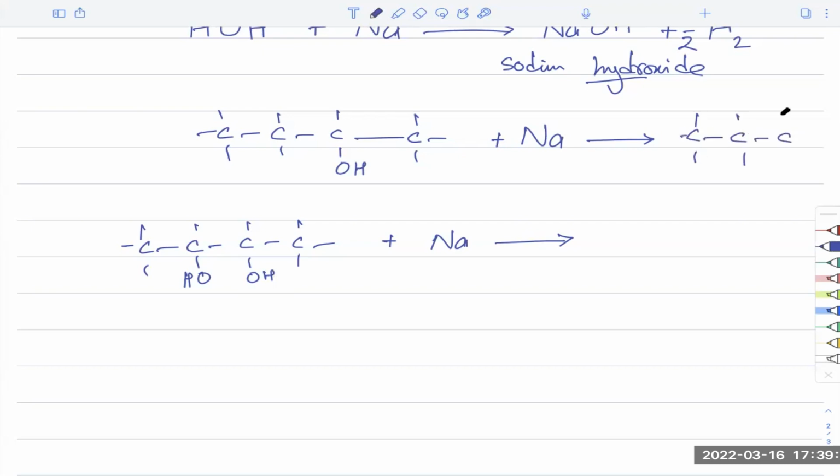So this will go like this negative and this sodium positive. That's how you write it. So sodium butoxide, or but-2-oxide.